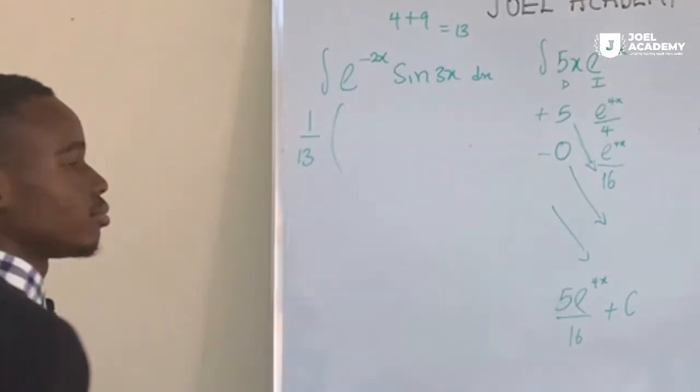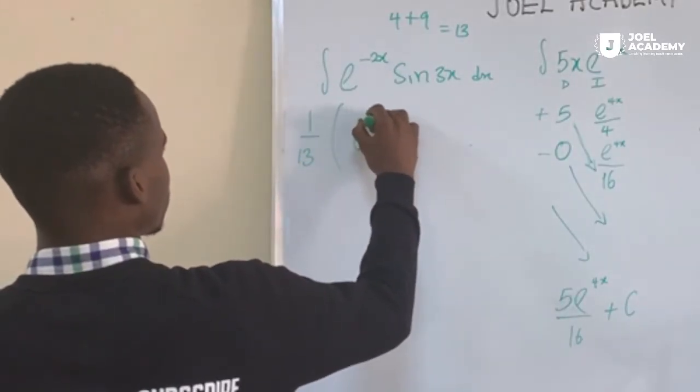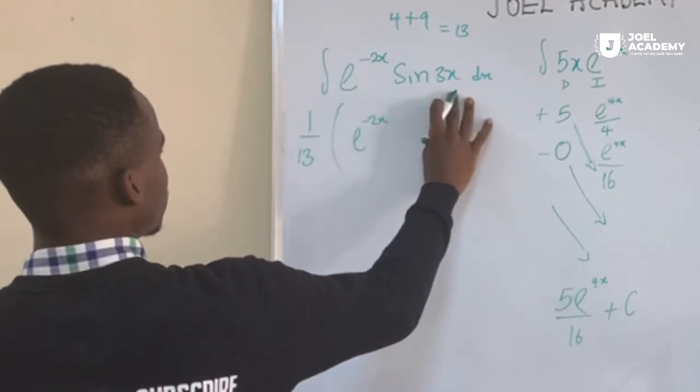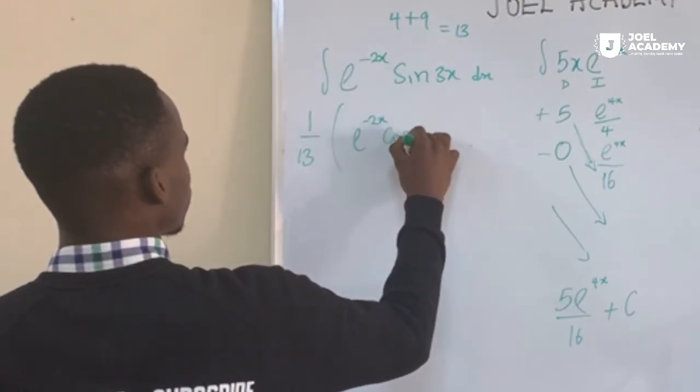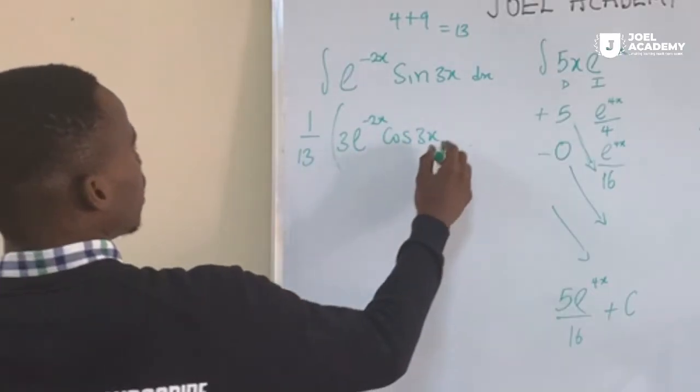In brackets, you are keeping your exponential constant. Keep exponential minus 2x constant. Differentiate this, you have what? Cos 3x. So you put your 3 here. Then plus what?